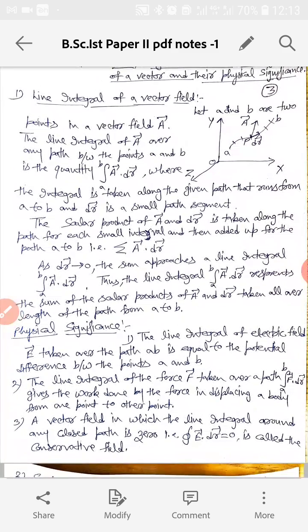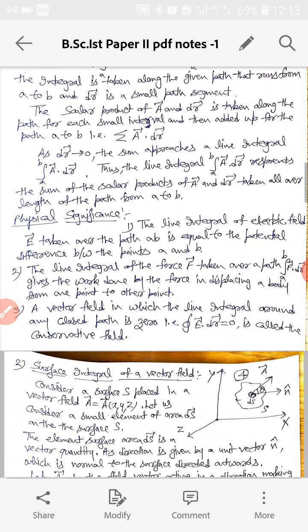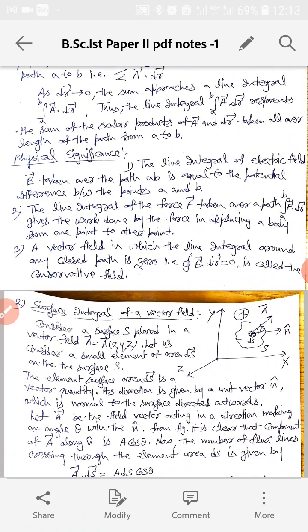So that means what? The line integral from A to B of A dot dr, what does it represent? It represents the sum of the scalar product of A and dr taken all over the length of the path A to B. The line integral is nothing but this sum of the scalar product A dot dr taken over that given path. So that is known as the line integral of the vector field. Now we will discuss its physical significance.